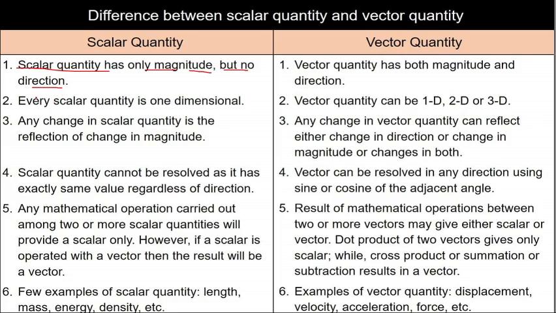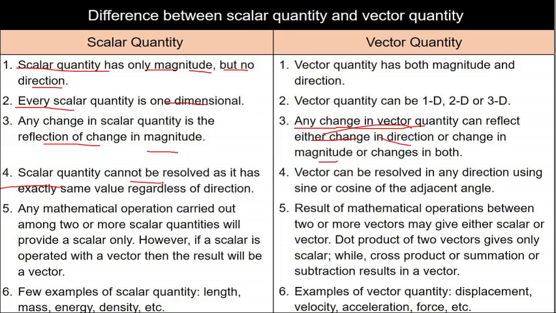We are still going to look at the example and explain more about scalar. Scalar actually means value or quantity. Every scalar quantity is one-dimensional, but vector quantity can be one, two, can be any dimensional. Any change in scalar quantity is reflection of change in magnitude. Any change in vector quantity can reflect either change in direction or change in magnitude, because it has both magnitude and direction, so both of them can change.